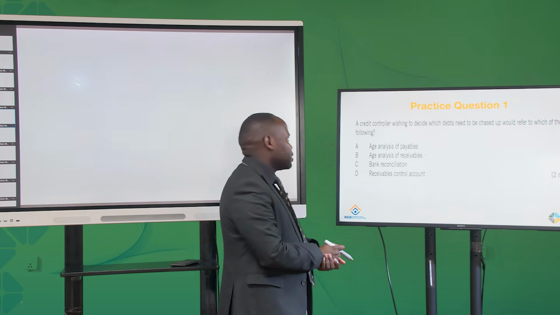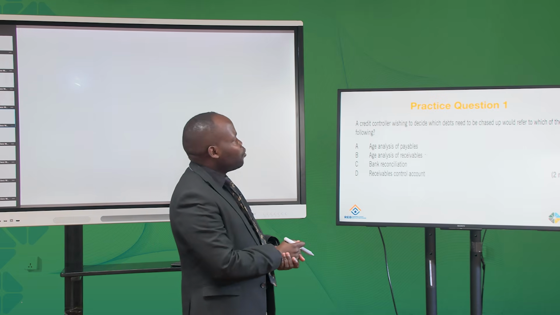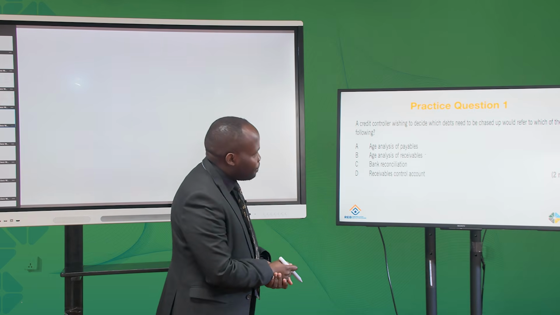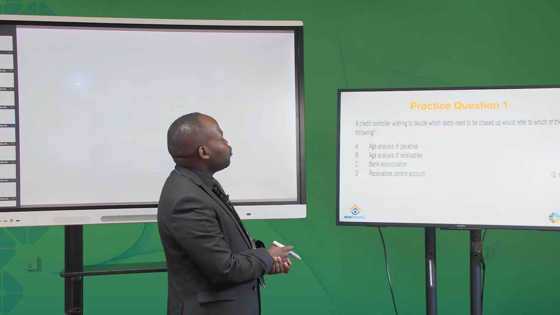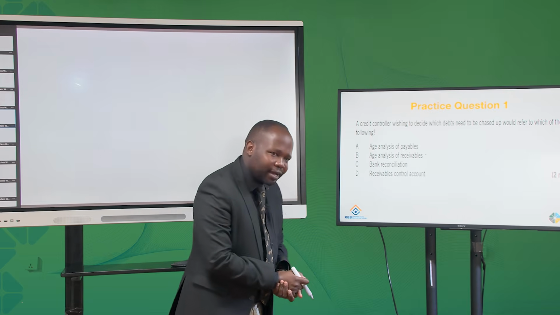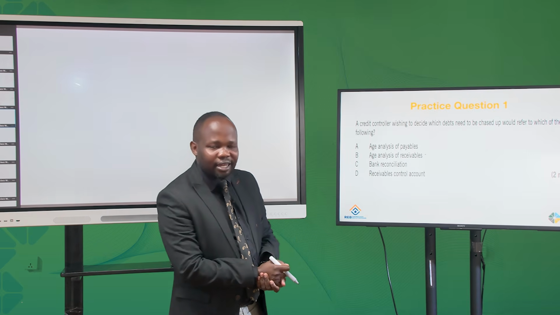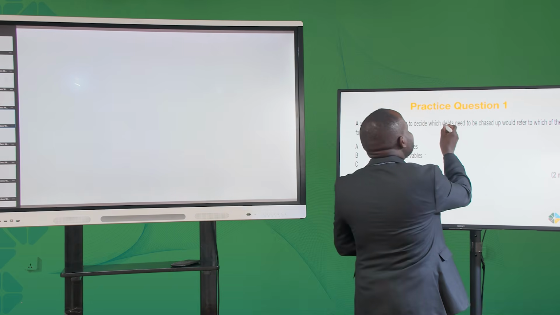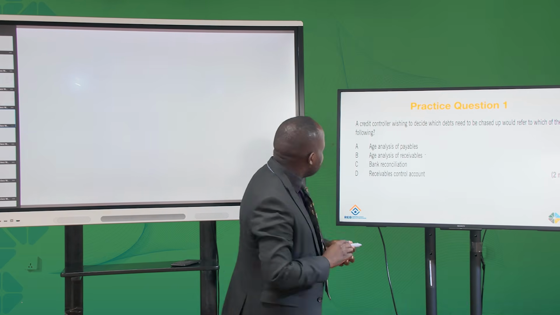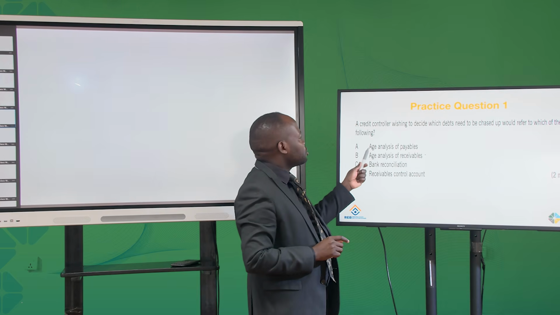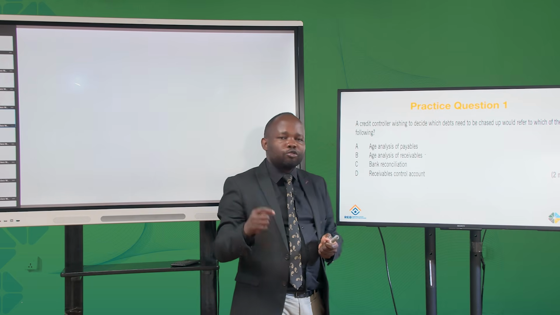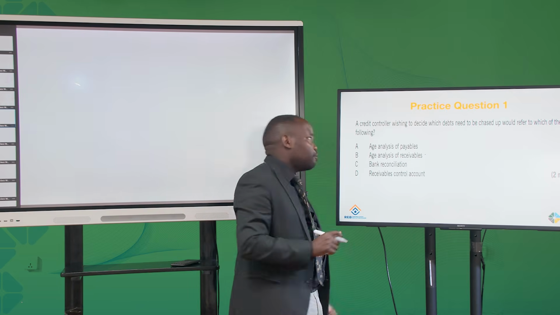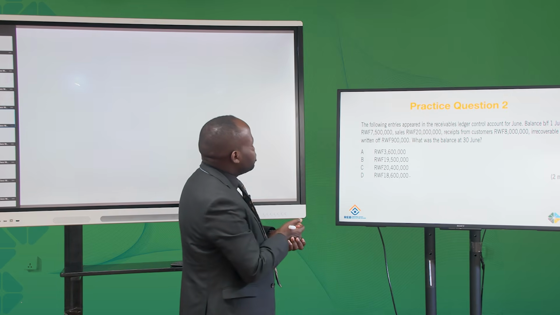Number 1, a credit controller wishing to decide which debts need to be chased up would refer to which of the following? Aged accounts. So receivables age analysis, that is B. You'll need to look at age analysis to know which amount to follow up and which amount not to follow up.